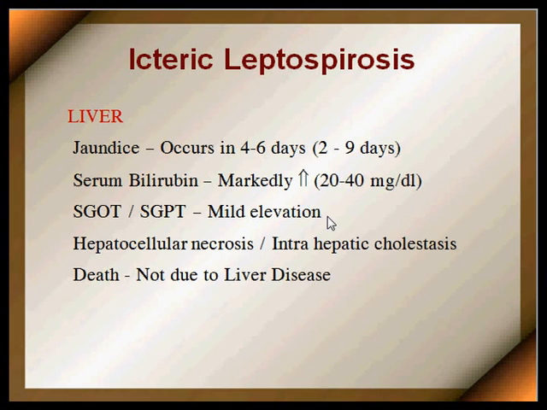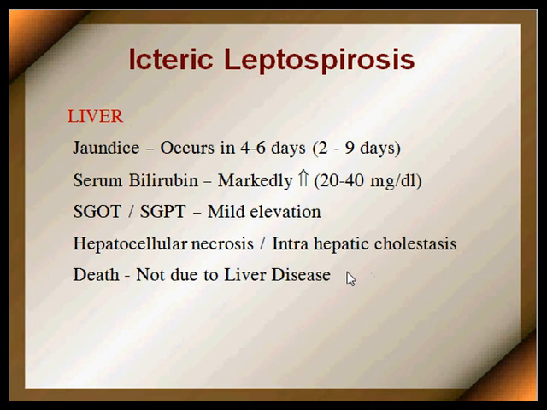In viral hepatitis, SGOT, SGPT are 300, 500, 1000, 1500, 3000 units, whereas serum bilirubin is low. Whereas here, marked elevation of serum bilirubin, very mild elevation of enzymes, and of course there will be elevation of alkaline phosphatase also very much in this particular disease. There may be intrahepatic cholestasis and hepatocellular necrosis in some patients.